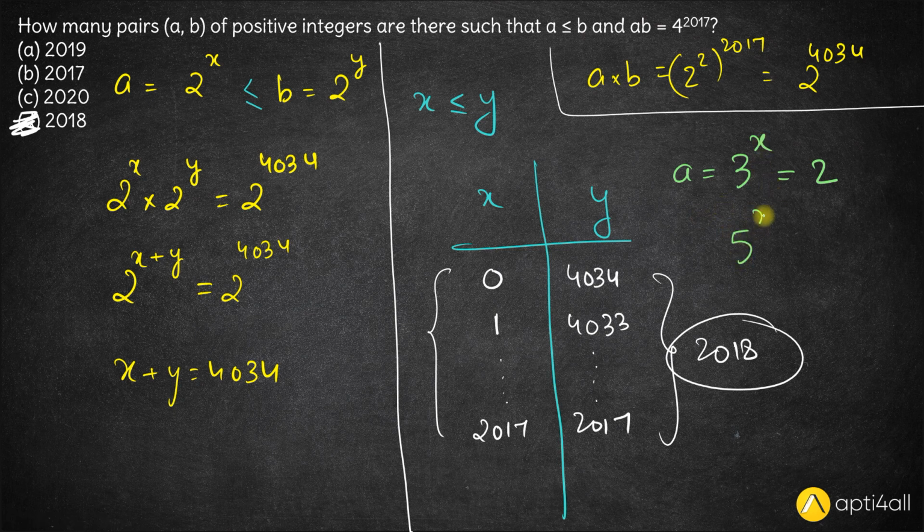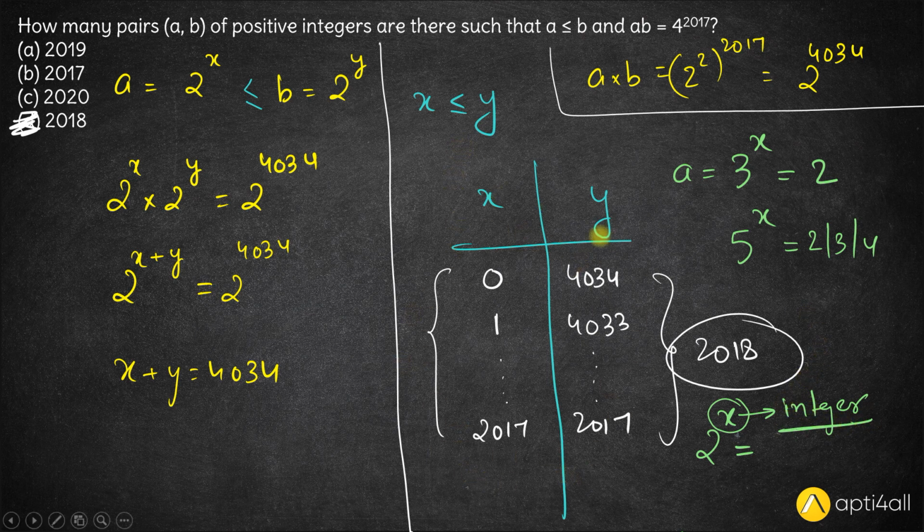So if you have 5 to the power x, for some value of x, 5 to the power x can be either 2 or 3 or 4. But if you consider 2 to the power x, if x is 1, the value is 2, and if x is 0, the value is 1. So there is no fractional value of x for which this will come out to be an integer. Hence x has to take integral values only. Hence we will be considering only integral values here. So the correct answer is option D, 2018.